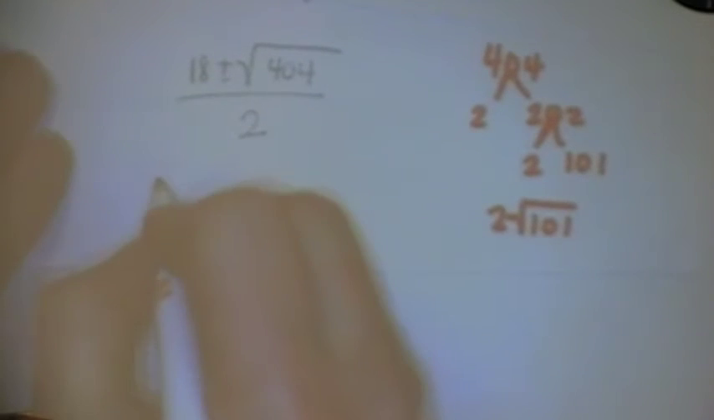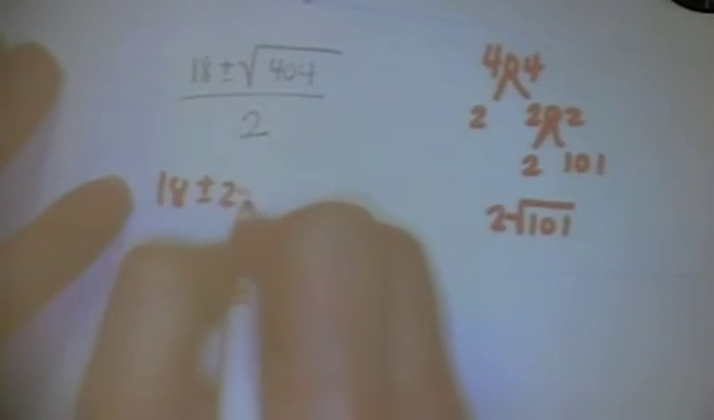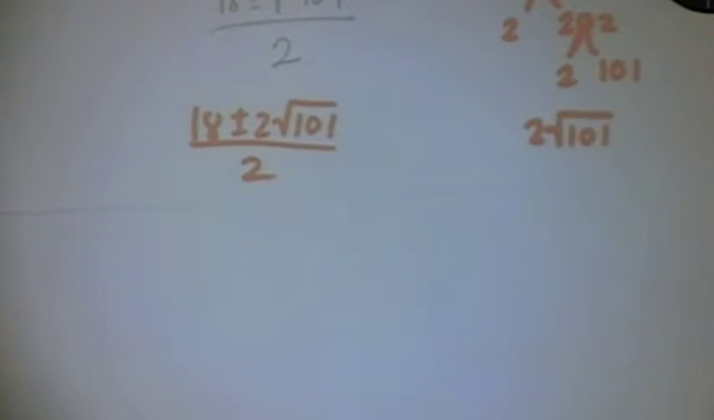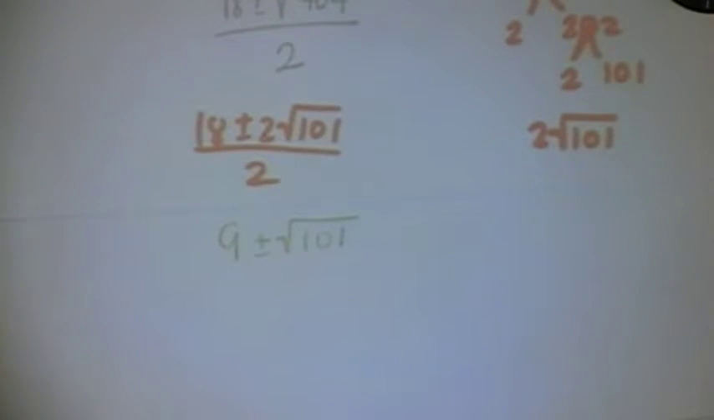So now I have 18 plus or minus 2 square root 101 over 2. Outside pieces simplify with outside pieces. So that would give me 9 plus or minus square root of 101. We don't need the negative answer because it won't work, because it's time if I'm negative. So the only one I need is 9 plus the square root of 101.